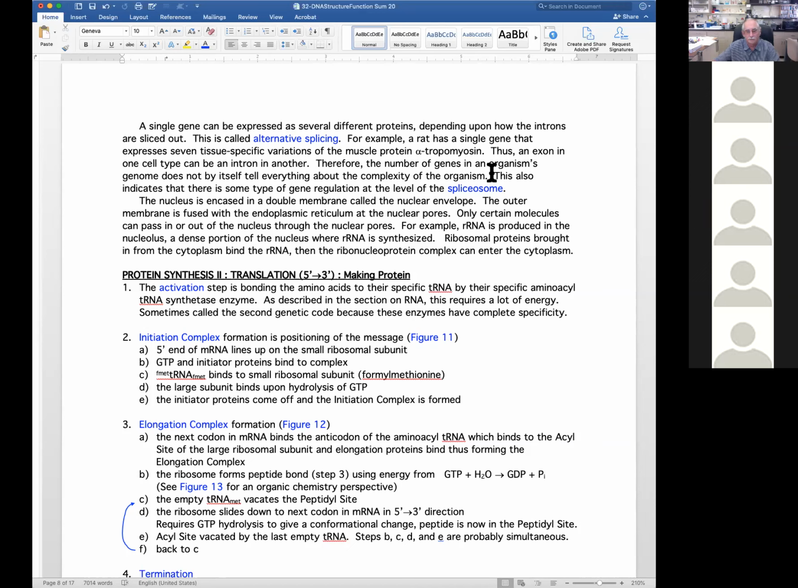And it also brings up another issue. If introns are removed by the spliceosome, who tells the spliceosome what to do? This would be gene regulation, wouldn't it? So gene regulation is much more complicated than we actually think.